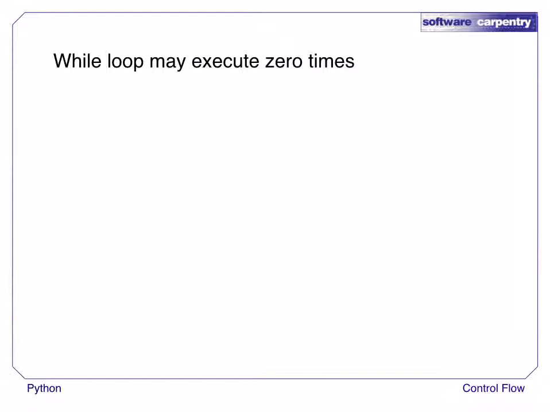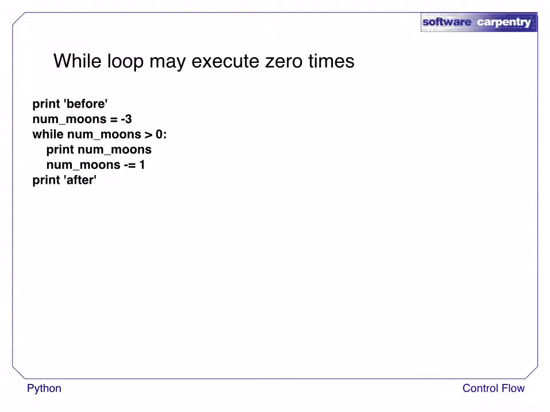So a while loop can execute any number of times, including 0 times. In this piece of code, for example, num_moons is initially set to -3. So when we meet the loop condition, it's false the first time it's tested, and the loop body doesn't execute at all. So the output is the two lines before and after, with nothing in between.